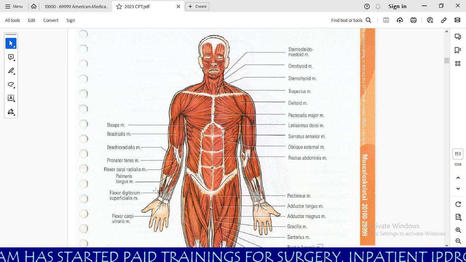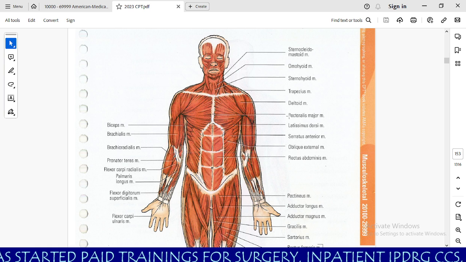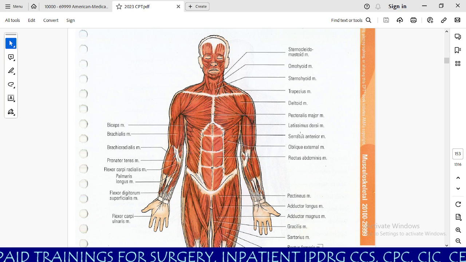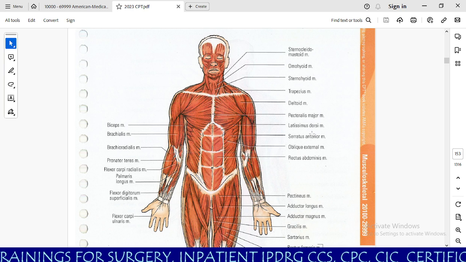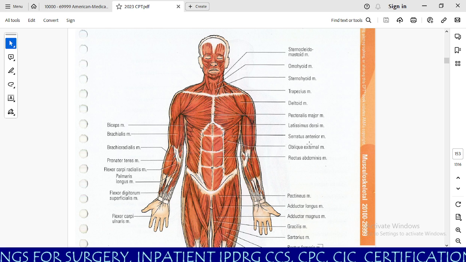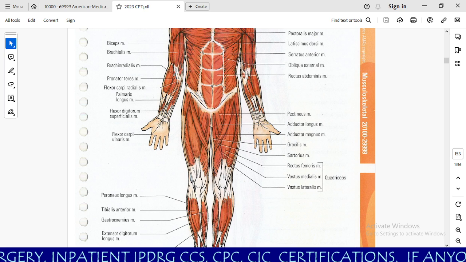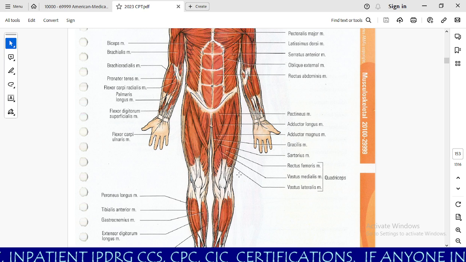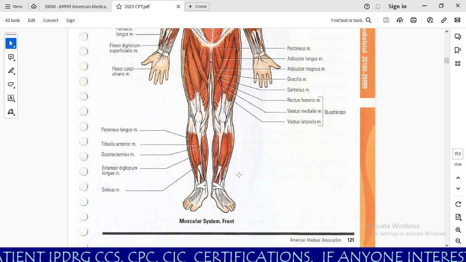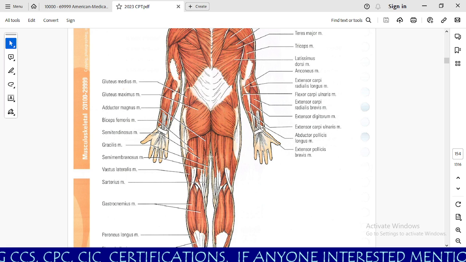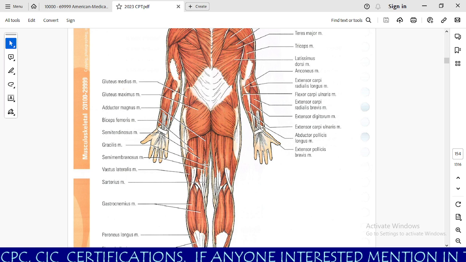Here also we have a few muscles. See here, for example, pectoralis major muscle. M means muscle. Latissimus dorsi, M means muscle. Serratus anterior, M means muscle. So these are all the muscles. In order to learn any type of surgery coding, you need to master your CPT book first. These are the muscles situated on the back of the body.